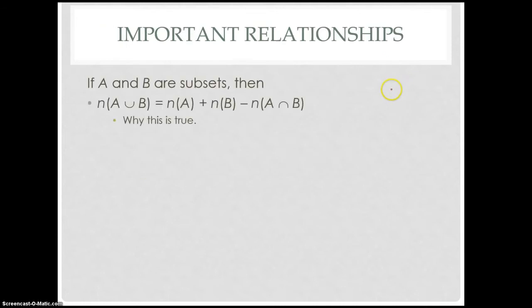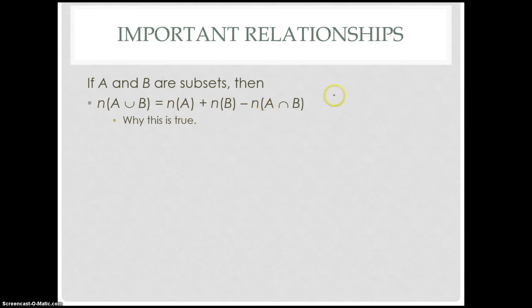Some other important relationships. This goes back to the example when I talked about the students in Mr. Allen's class that were also in Mitchell's and Potter's and all of that. And this is something you really just need to memorize. In general, the cardinality of A union B is equal to the cardinality of A plus the cardinality of B minus the cardinality of their intersection.